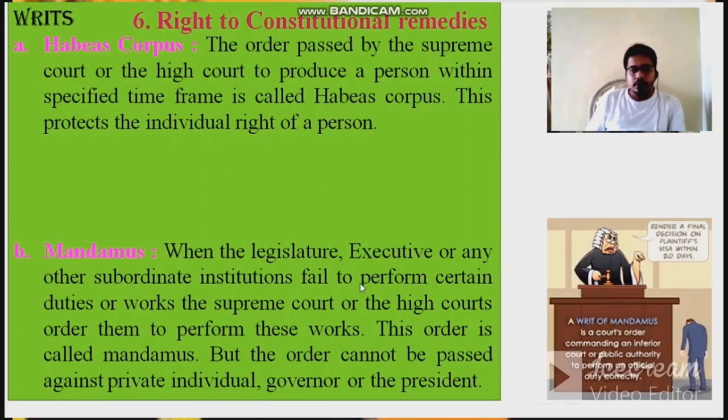Next one is mandamus. When the legislature, executive or any other subordinate institutions fail to perform certain duties or works, the Supreme Court or the High Court orders them to perform these works. This order is called mandamus. If any government office or any other subordinate institution is not performing their duty, then we can complain against them. The Supreme Court or High Court is going to order them to perform their work. This order is called mandamus. But the order cannot be passed against a private individual, governor or the president. It is not applicable to any private person.